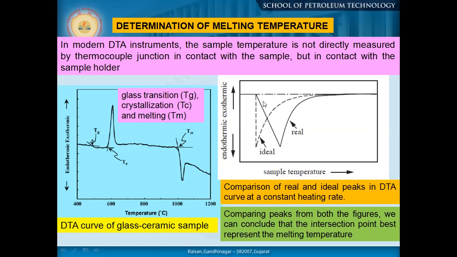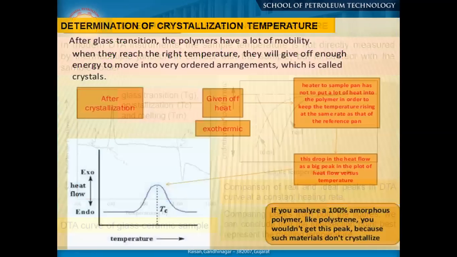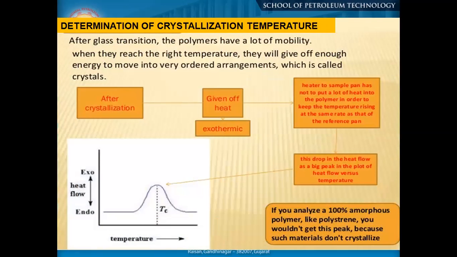Here you see the straight line and a curved line, and here you see this point and this point. So the intersection point here. As the earlier graph is symmetric, we can take the top point as maybe the real melting temperature. Then, determine the crystallization temperature. In a similar way we can also determine our crystallization temperature.